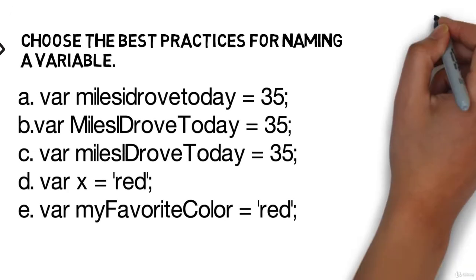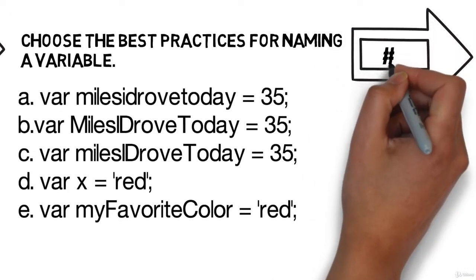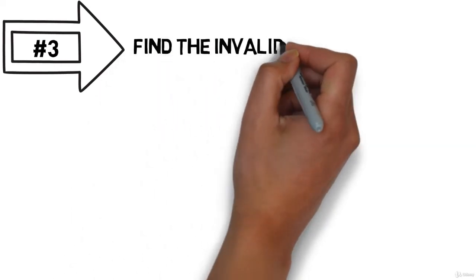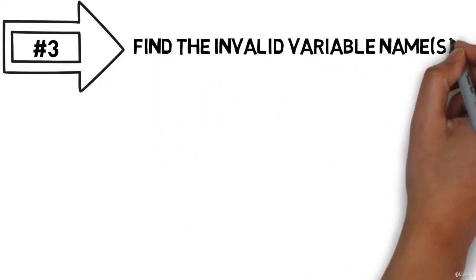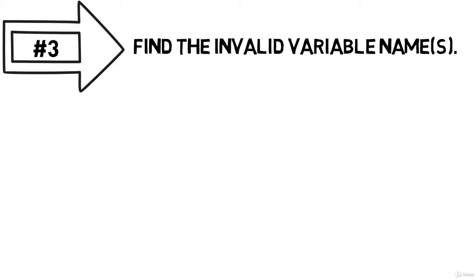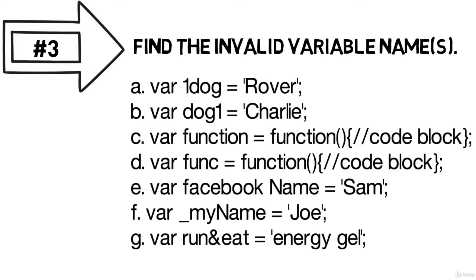Let's look at the next question. This time, I want you to look at the options and spot the invalid variable names. We previously looked at best practice and bad practice. Now, let's look at values our JavaScript interpreter won't even work with. Go ahead and pause the video and pick out the invalid variable names.